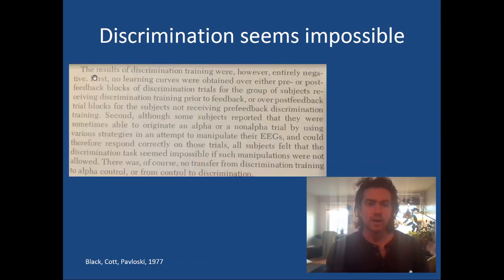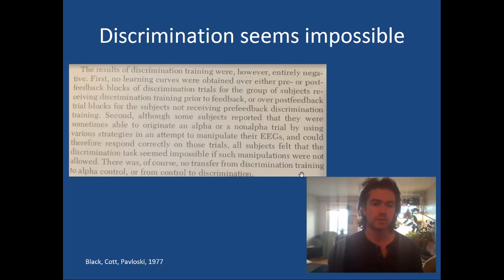So they had this comment on the impossibility of discrimination. They said, although some subjects reported that they were sometimes able to originate an alpha or a non-alpha trial by using various strategies in an attempt to manipulate their EEGs, and could, therefore, respond correctly on those trials, all subjects felt that the discrimination task seemed impossible if such manipulations were not allowed. Pretty damning. There's no conscious awareness of the alpha state, according to these authors.